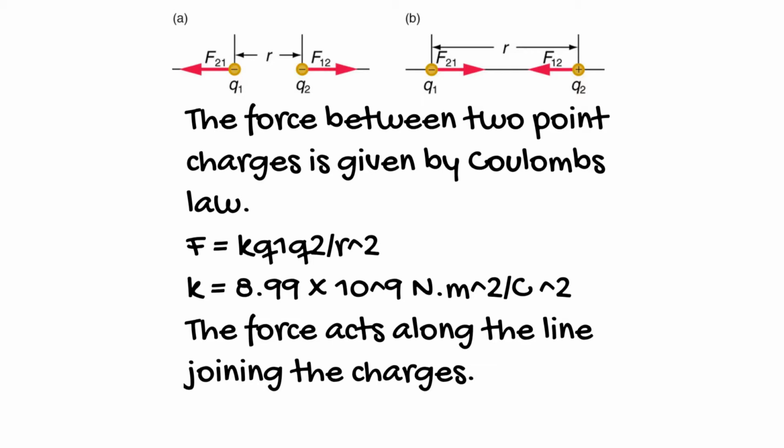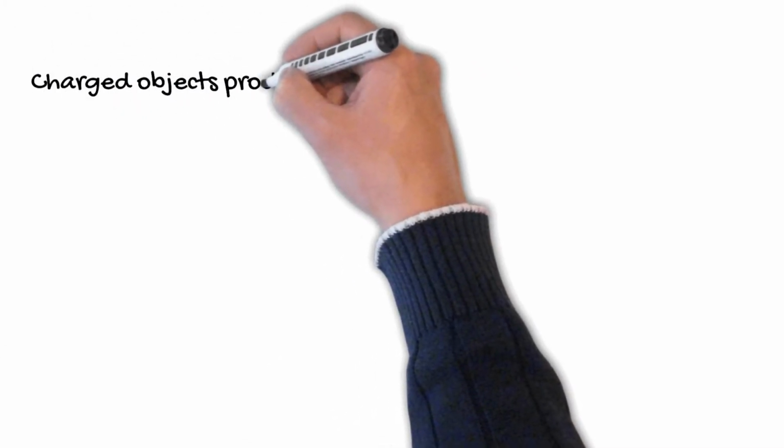Remember, K is a constant, which is 8.99 times 10 to the 9. So that's an important constant. The diagram clearly shows that there is repulsion between the two negative charges while attraction between the two opposite charges.